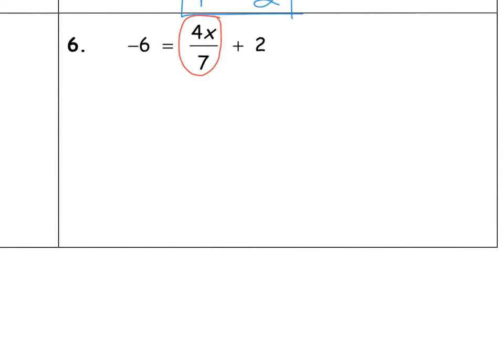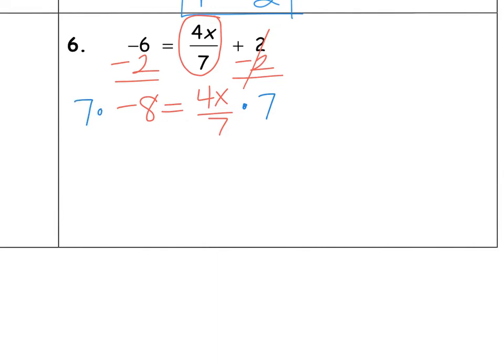So to cancel out my plus 2, I can subtract 2 from both sides. So now on the left side, we have negative 6 and a negative 2 because minus 2 is the same thing as a negative 2. So that gives me negative 8. And on the right side, if we have our 4x over 7, now I can actually start to isolate my variable. So this is saying 4x divided by 7. So the inverse of divide is multiply. So I'm going to multiply both sides by 7.